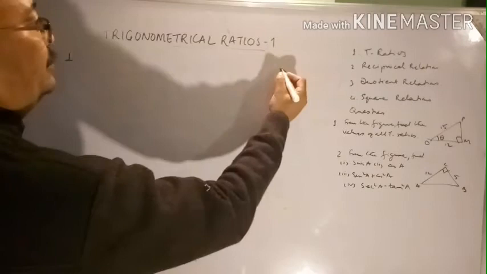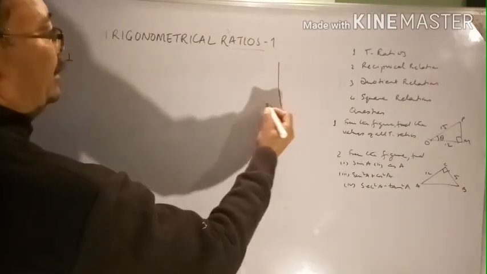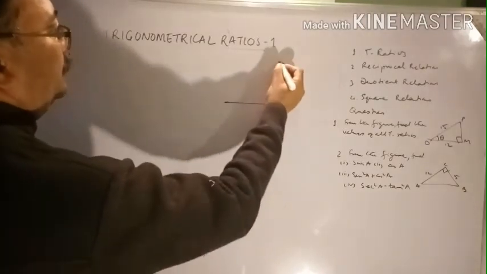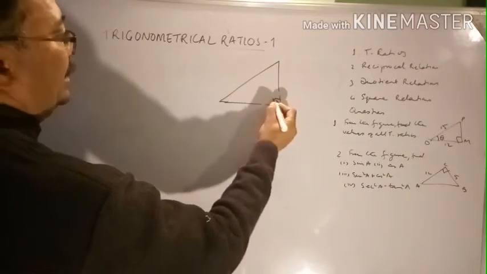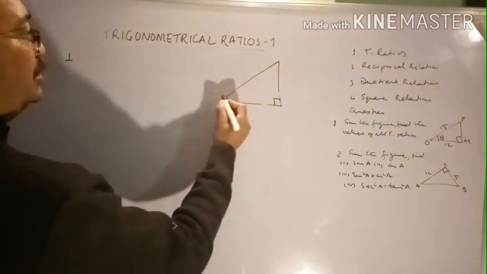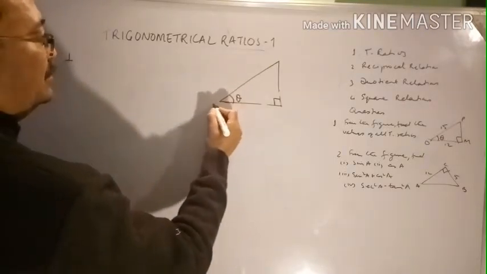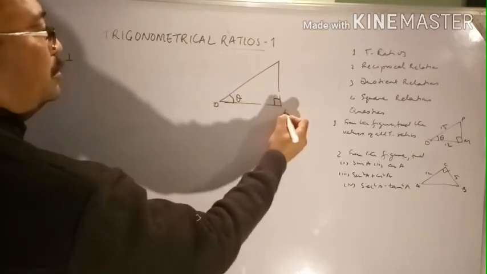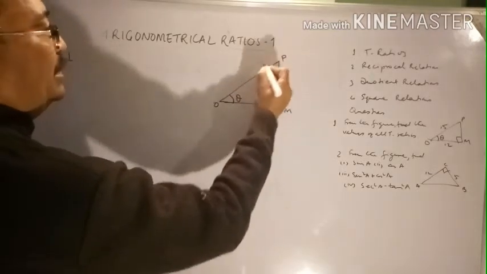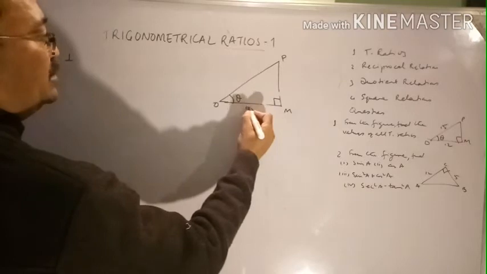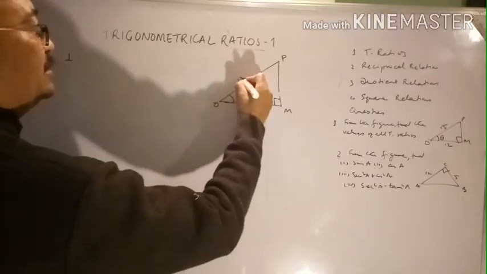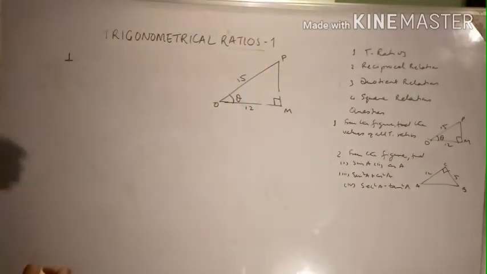We are given a right angle triangle. This symbol is for the right angle. The angle given here is theta. The vertices are O, M, and P. The length of OM is 12, and the length of OP is 15.